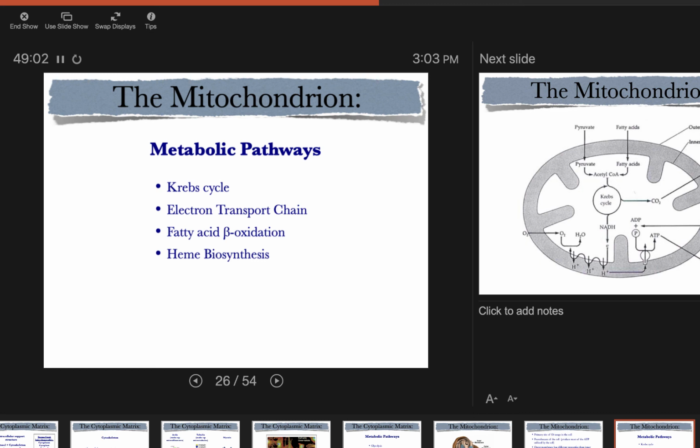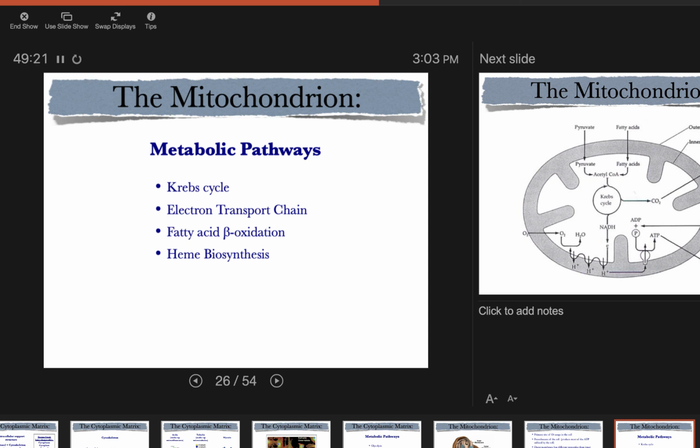And then the last one is heme biosynthesis. Where have you heard that name before? Heme. Heme of what? Hemoglobin. Right? So hemoglobin is when globin, the protein, wraps around heme.